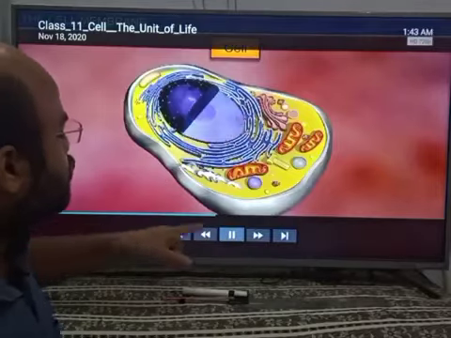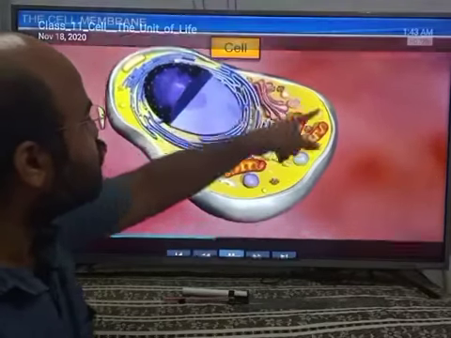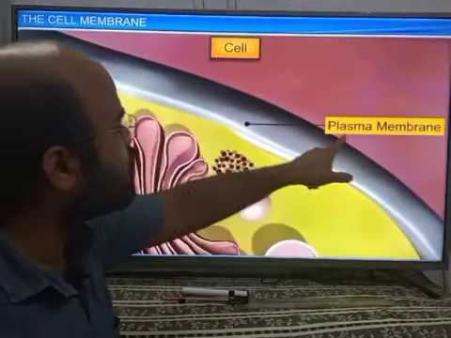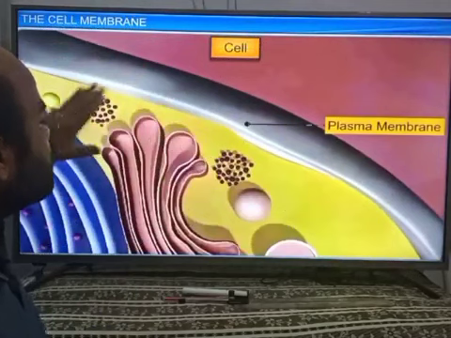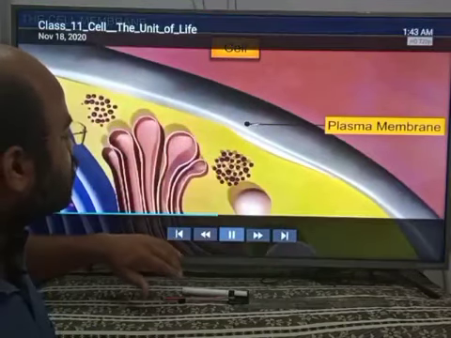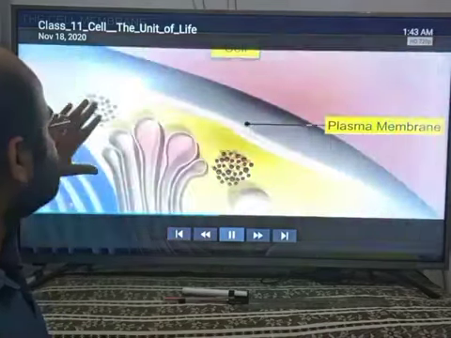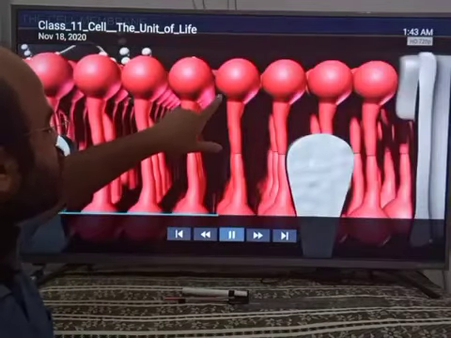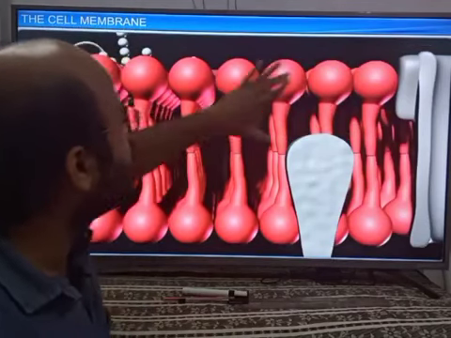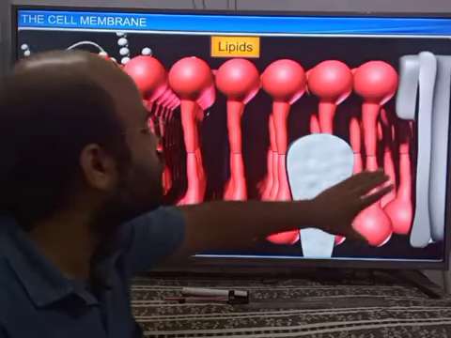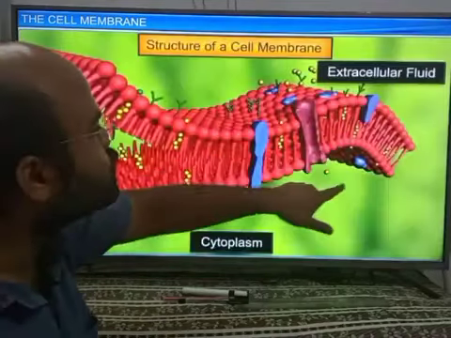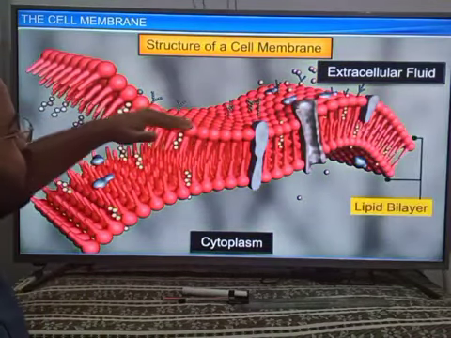So this is the cell, this is the cytoplasm, and this is the cell membrane or plasma membrane surrounding the total cell. These are the cell organelles. This is what I told you, the phospholipid bilayer. This is one layer of phospholipids, this is another layer of phospholipids, and these are the channel proteins. See how it looks.